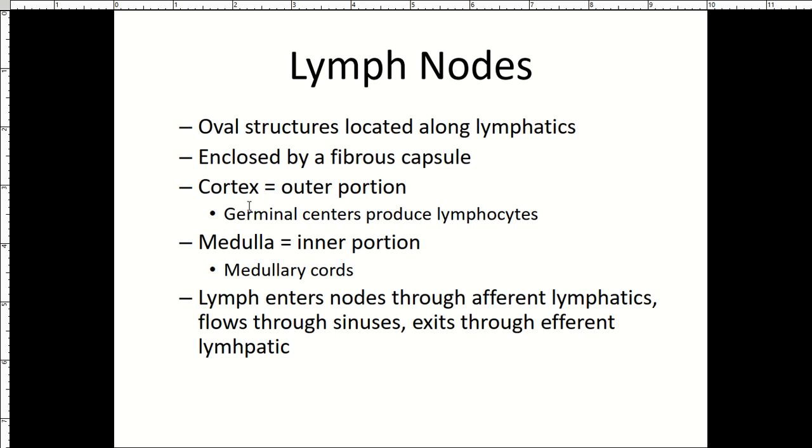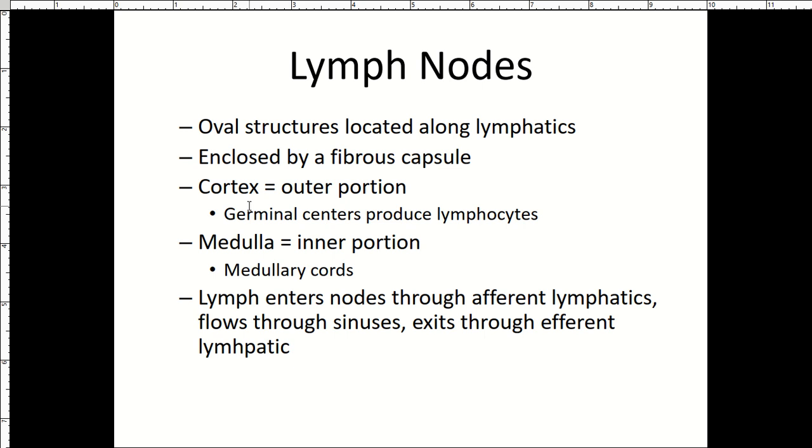The superficial cortex is the outer cortex. The deep cortex is going to be given another name called the paracortex, right? So within these cortex, you're going to have lymph nodules that are going to have germinal centers that produce B lymphocytes and so forth. We also have the medulla. That's the inner portion. And the medulla is going to have medullary cords as well as medullary sinuses.